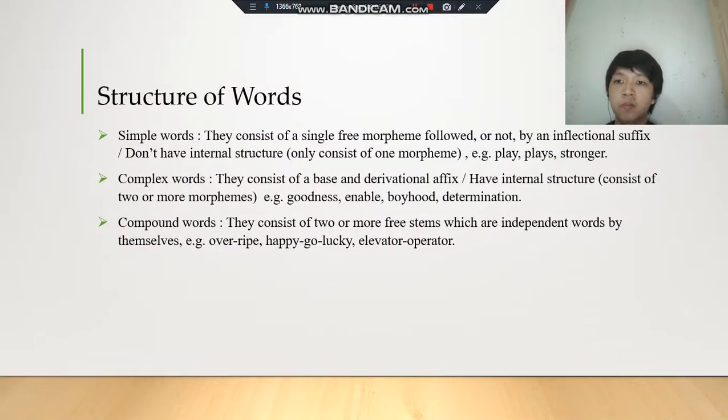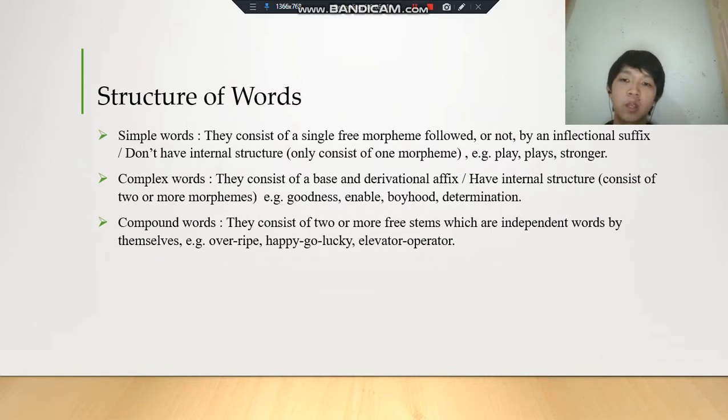Structure of words. Simple words usually consist of a single morpheme followed or not by an inflectional suffix. They don't have an internal structure, only consisting of one morpheme. Examples: play, place, and stronger.